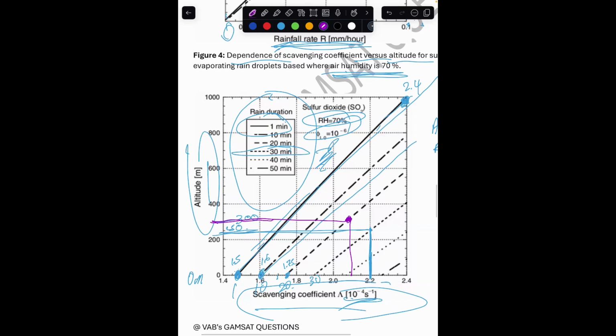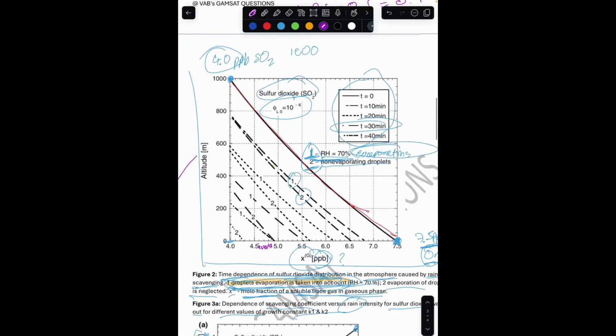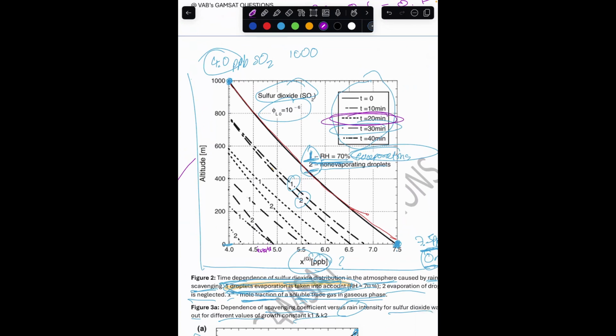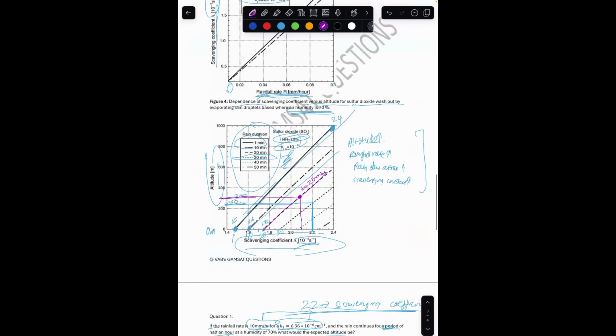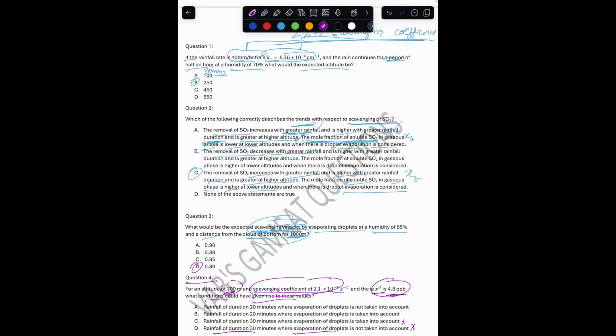So 300 meters, 2.1 times 10 to the negative 4. You're falling on the line, which is t equals 20 minutes. So you can deduce that the rainfall was for 20 minutes. Then we go back to our graph. We know we had to focus in figure 2 on t equals 20 minutes. This was 0, this is 10, this is the 20-minute line. Remember our altitude is still 300. That doesn't change. So we're focusing on the intersection of these two lines. Actually, one thing we can eliminate is that the rainfall duration is 20 minutes, so it's either A or B.